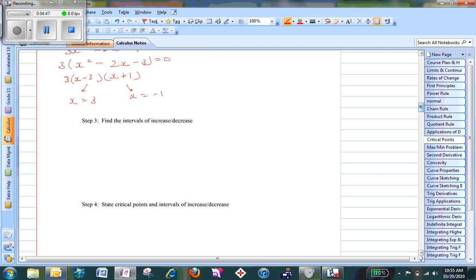I'm then going to find the intervals of increasing or decreasing. We know how to do this as well. I'm going to make my sign table. -1 goes on the sign table, so does 3. X minus 3 and x plus 1.